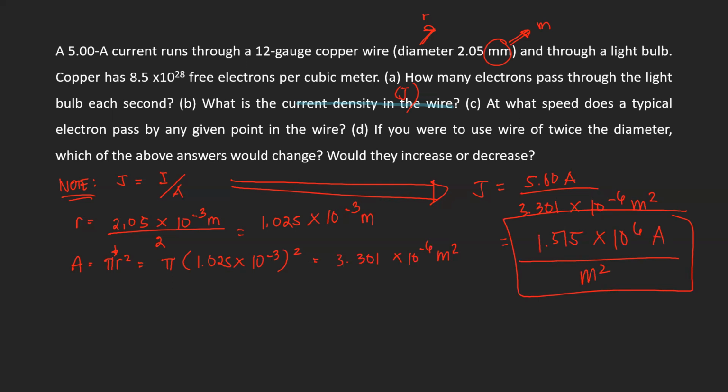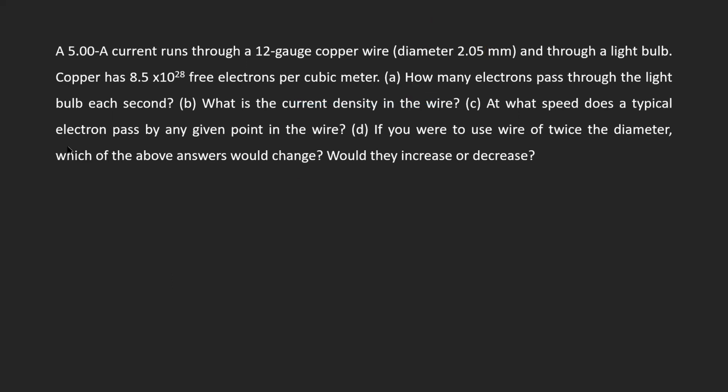Okay, but let us see at what speed does a typical electron pass by any given point in the wire. But look for the speed here. At what speed? So think of the variable involved in speed. That must be v, or your velocity.